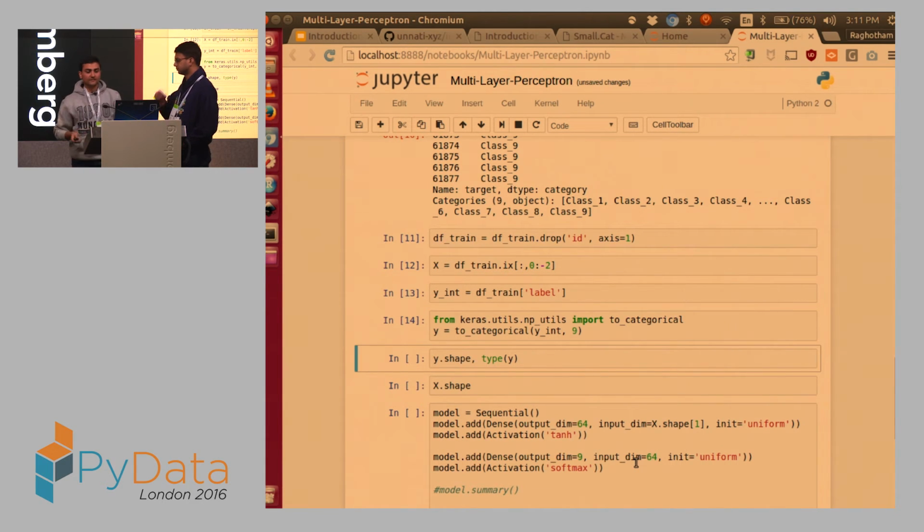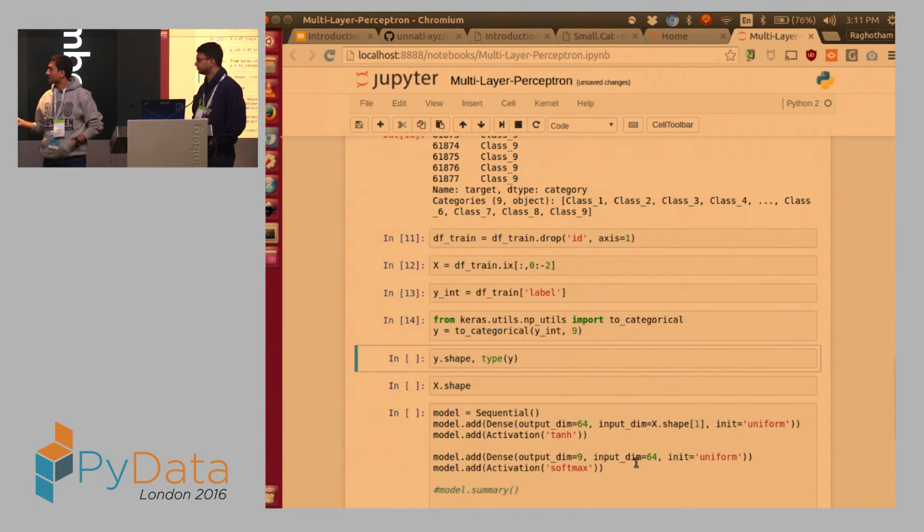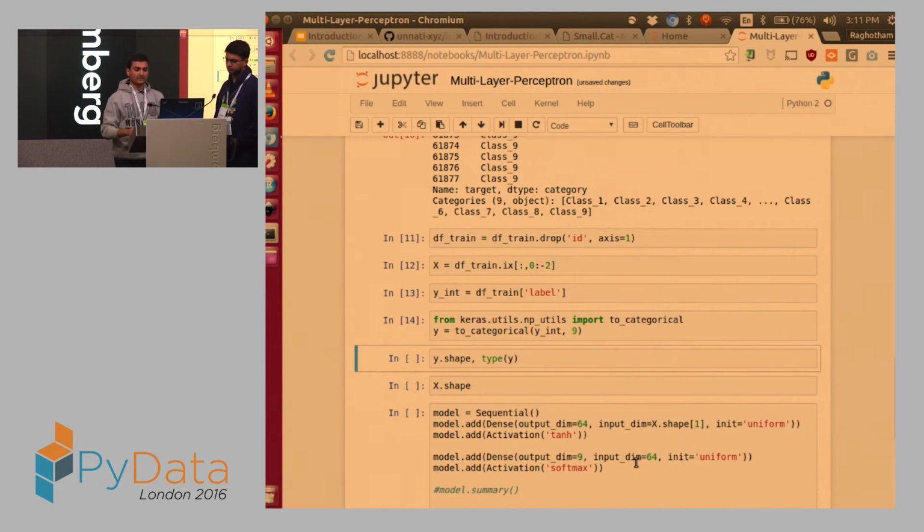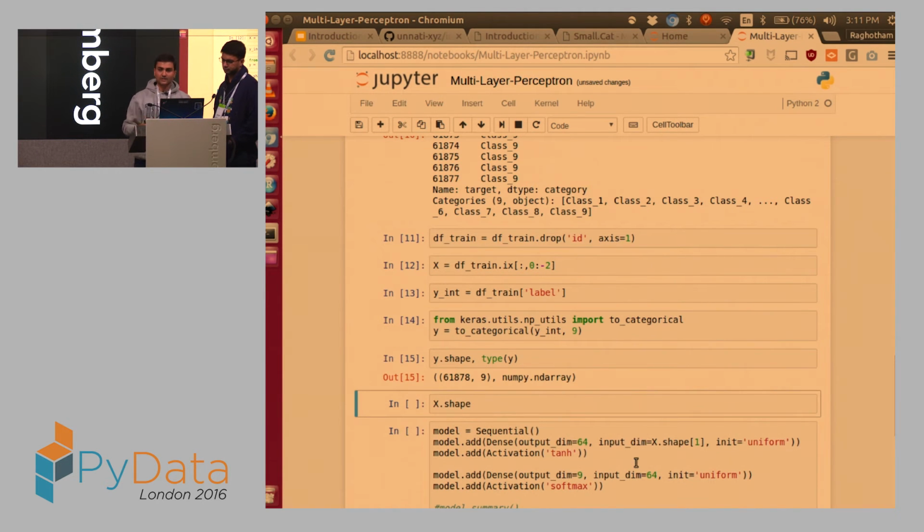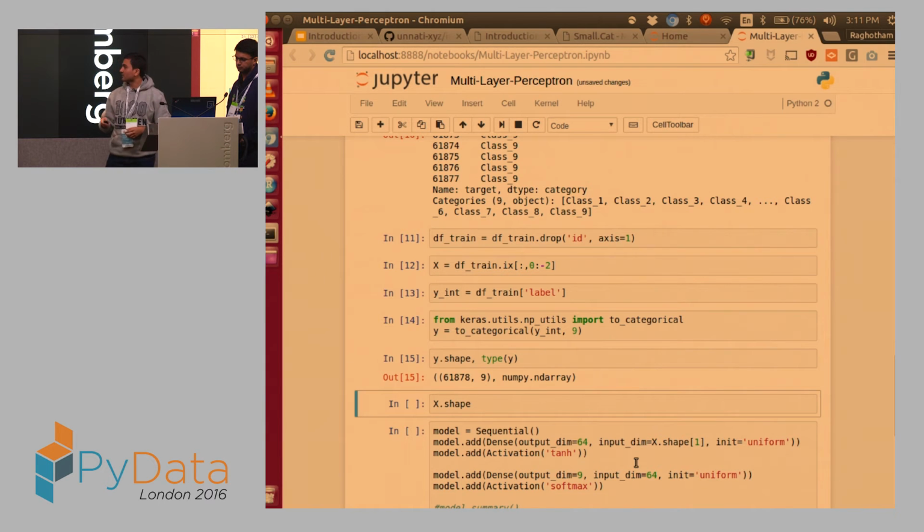So now I have the y integer here. Keras has a utility function which will convert that into categorical data, of this shape. It will basically do a one-hot encoding. It will expand it into 9 columns, which will have zeros and ones there.